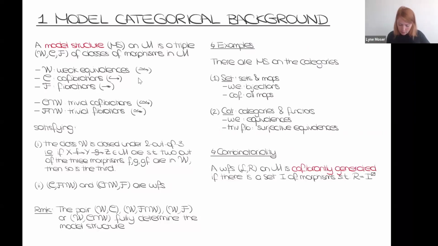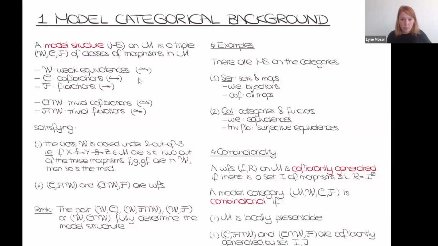So for this, I first need to introduce what it means to be cofibrantly generated for a weak factorization system. So it's going to be cofibrantly generated if there is a set rather than a class of maps in my category, such that the right class of my weak factorization system is determined by the right lifting property against this set. And so in practice, this is useful because then you just have a bunch of maps to check the lifting property against, rather than a whole abstract class.